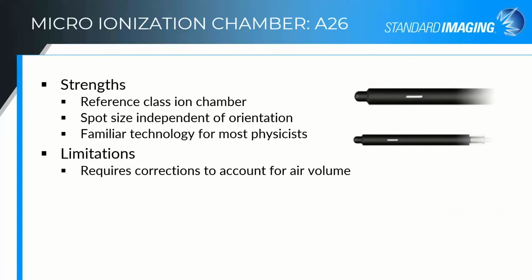So the strengths of the A26 are that it is really the only reference class ion chamber that is this small. It's the only micro chamber that fits those categories. Its spot size is independent of orientation. And ion chambers are very familiar technology for most physicists. A limitation of the ion chamber is that it does require corrections to account for the air volume, as do all ion chambers, just because you have decreased density where the air volume is, and so it will require those corrections.